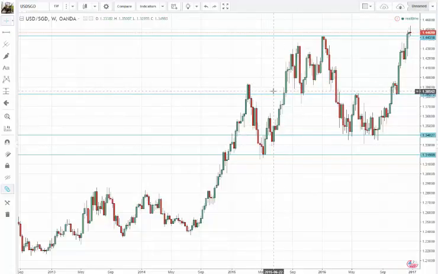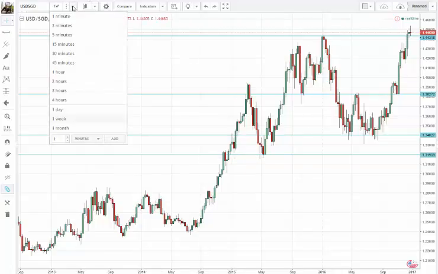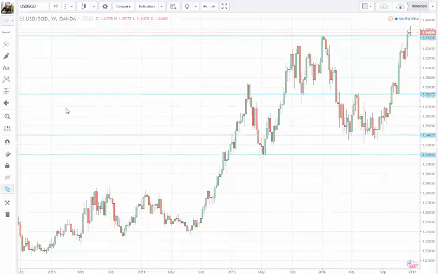So always look at those levels when you're on whatever time frame you are. So price action, horizontal line, keep that in mind, guys. Let's move on to the daily chart.